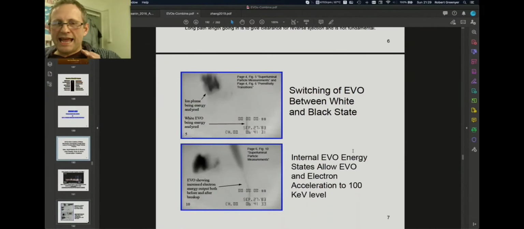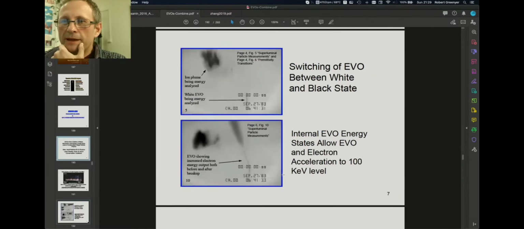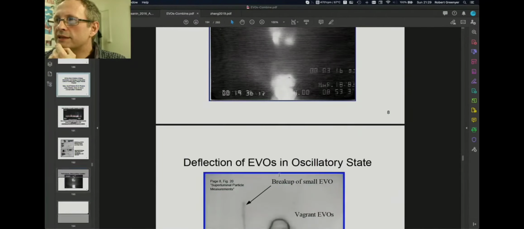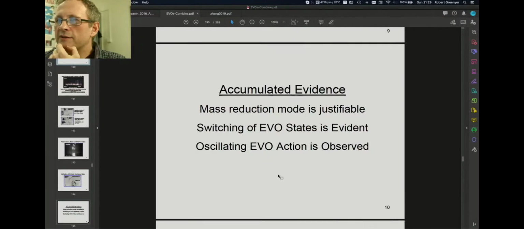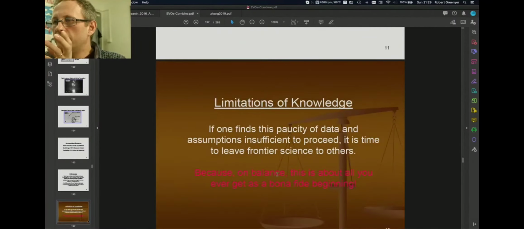Now, this is a negative of some images that he captured rather in September 1983. And he has a whole sequence of these, switching over EVO between white and black state and internal EVO energy. I don't know whether he has it in this one. Field-induced black to white transition. Okay, it wasn't this one, but okay. So you could do mass rectification. Let me find. There's another video, another presentation that he does, which demonstrates this neutral aspect that I was talking about earlier. So let me find that.